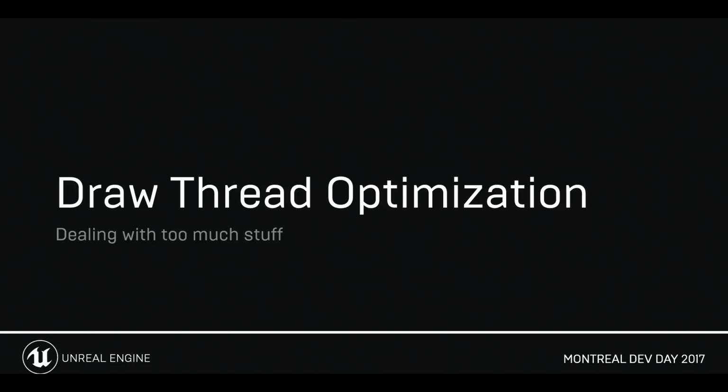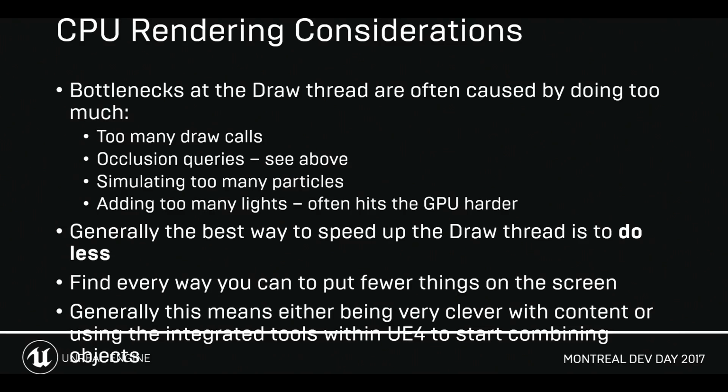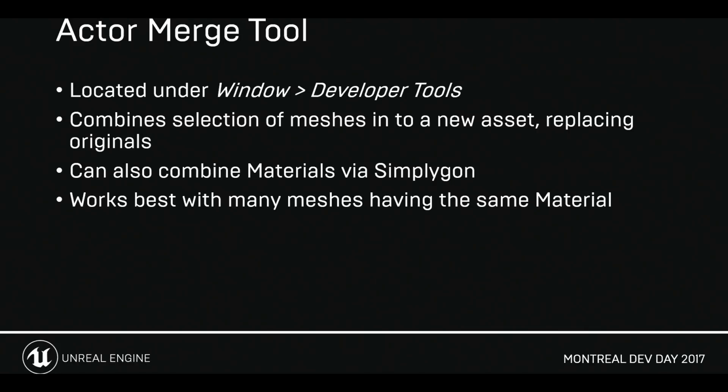All right, so that's all the blueprint stuff. Now we can move on to the rendering stuff, the place where you can really start to make your scenes get slow and terrible. So we'll start with draw thread optimization. Stuff on the CPU. It's exciting. Bottlenecks at the draw thread are usually caused by things like too many draw calls or occlusion queries, simulating too many particles. It really boils down to just attempting to do too much stuff in your scene at once. Every time you see the draw thread get slow, you should be thinking, I'm doing too much. Find everywhere you can to put fewer things on the screen. It could be fewer objects. It could be fewer vertices by using LODs. So just think in that direction.